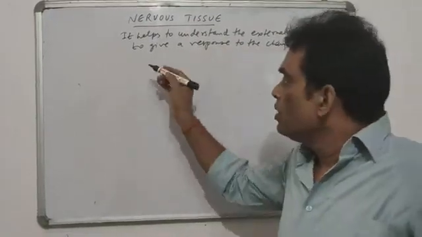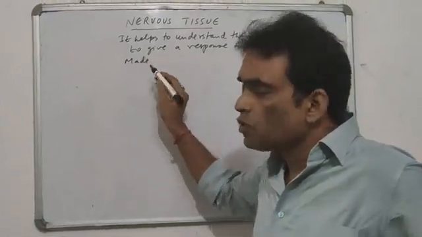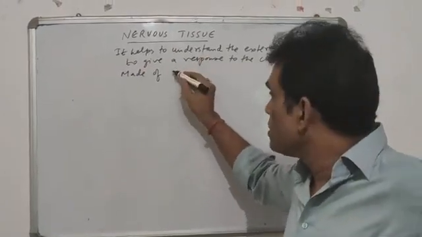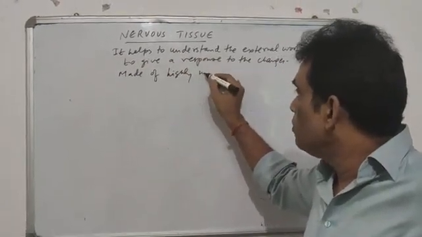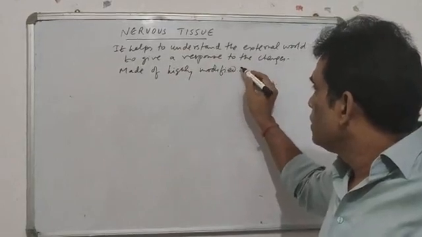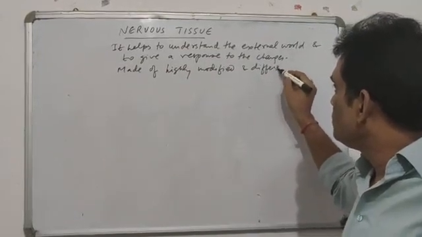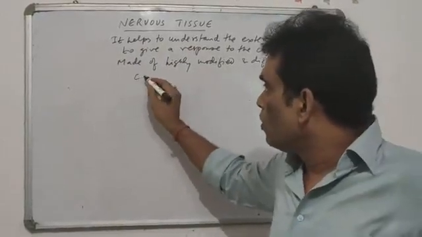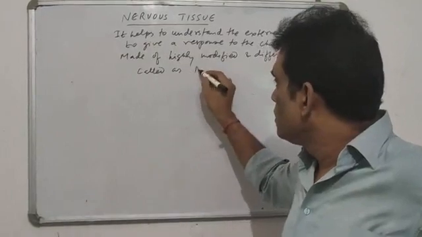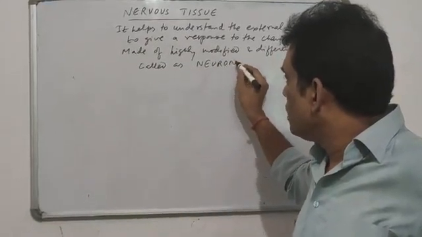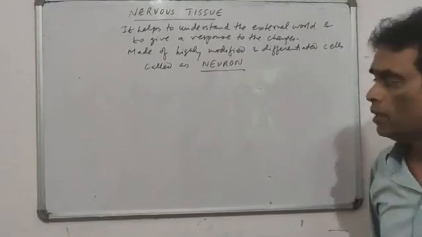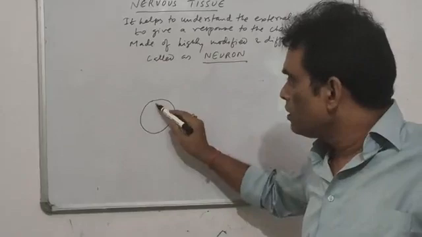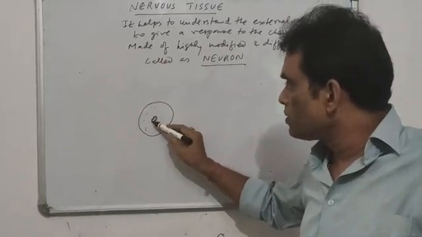As all tissues are made up of cells, nervous tissue is also made of cells, but these cells are highly modified and differentiated cells. Each cell is called a neuron. Simply, every cell has a cell membrane, cytoplasm and nucleus.